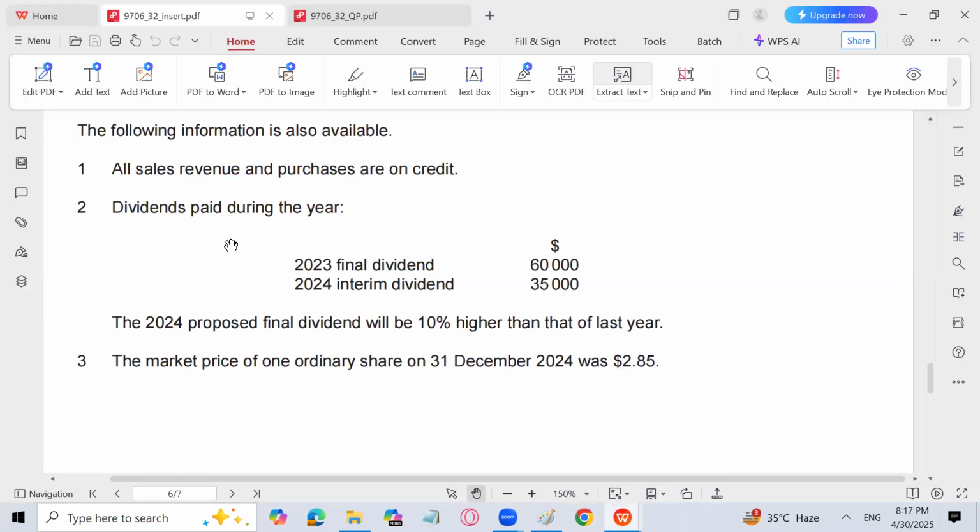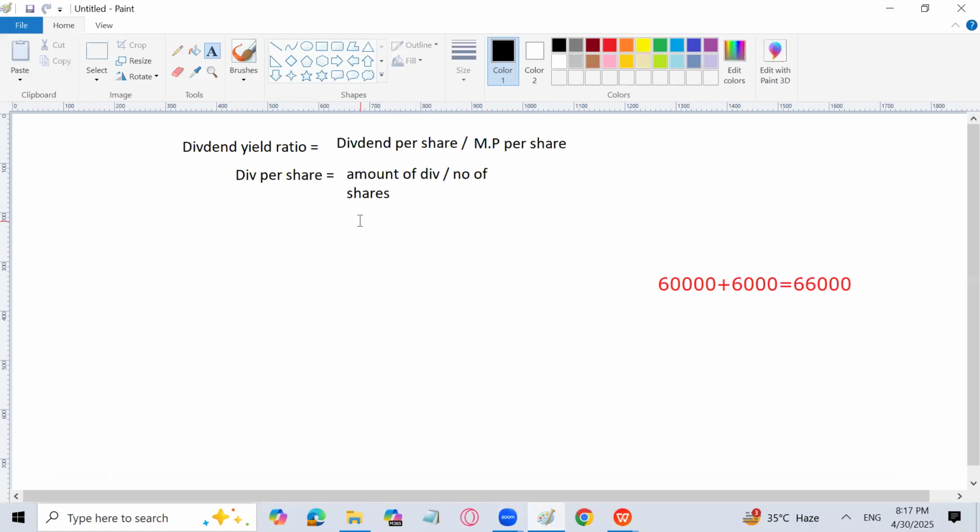So let's see. Dividend paid: the 2023 final dividend will be paid in the current year, 2024. Interim dividend is 35,000. And the 2024 proposed final dividend will be 10% higher than that of last year. So it will also come, right? Proposed dividend of the current year will also come, which is 10% higher than the last year. So 10% of 60,000 is 6,000. That is going to be 66,000. Now we can get the total of these. 60,000 plus 35,000 plus 66,000. That is the amount of dividend actually.